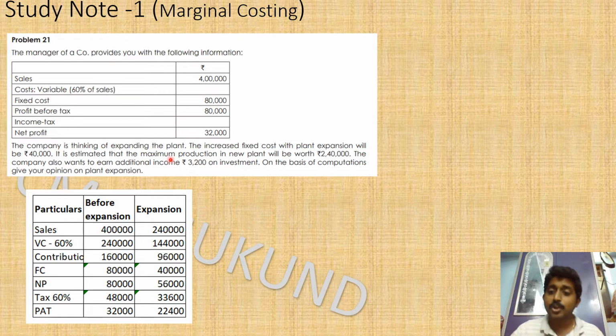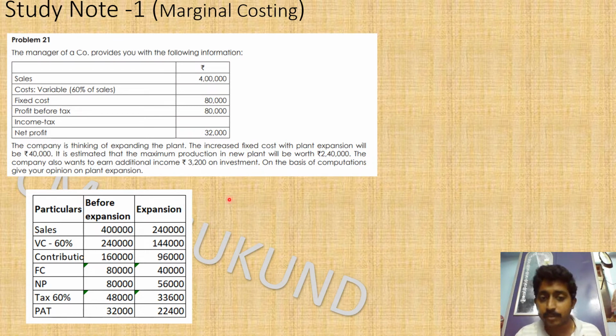Now they have given, because of this expansion, a new fixed cost for the expanded plant is 40,000 rupees. So I am reducing the 40,000 from here, and I will be left out with the profit before tax. Okay, profit before tax will be 96,000 minus 40,000 is 56,000. Now 60% tax rate, that is not going to change. So 60% of 56,000 will be 33,600. I am reducing the tax and I am getting a positive profit of 22,400. So which means my overall profit after expansion will be 32,000 plus 22,400.